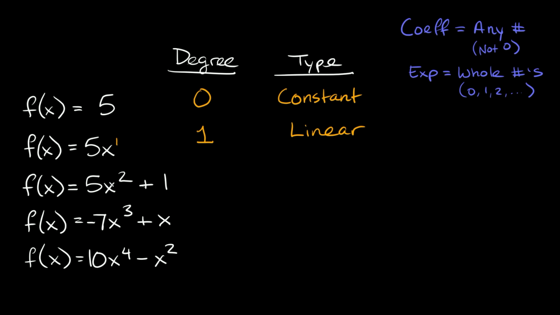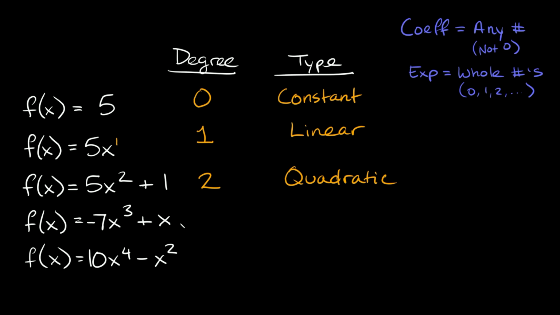Next is f of x is equal to 5x squared plus 1. Here we have two terms, right? We have this 5x squared and we have this 1. So to find the degree, you just look for the biggest exponent. Well, 1 doesn't have an exponent on it, but here we have a 2, right? So the degree here would be 2. Okay, and this is known as a quadratic function, right?